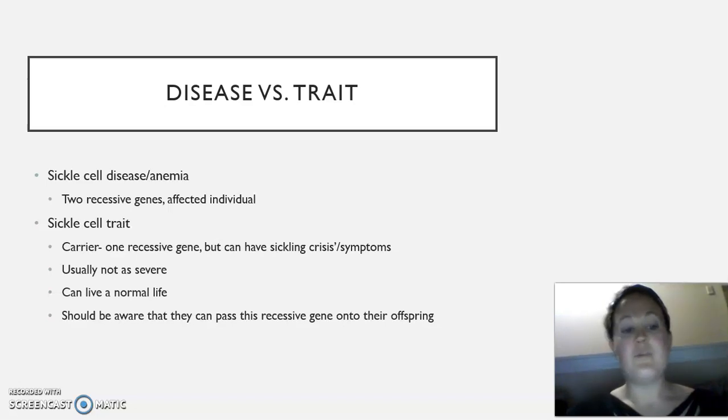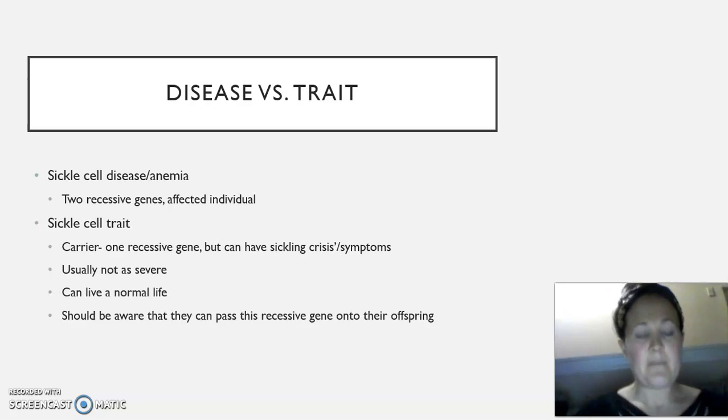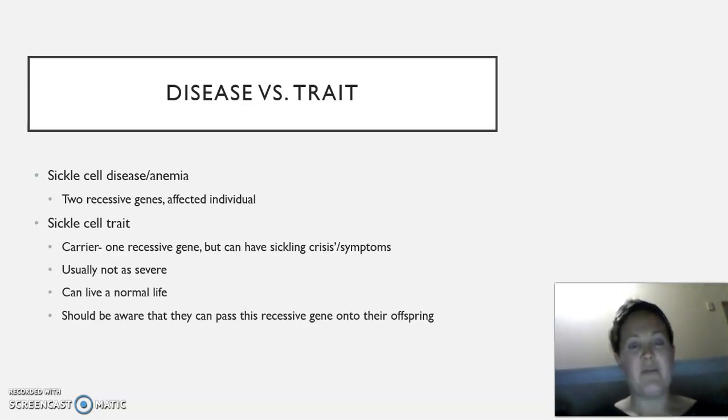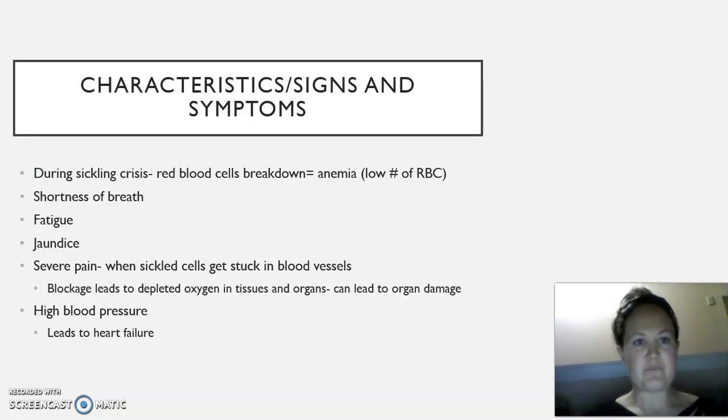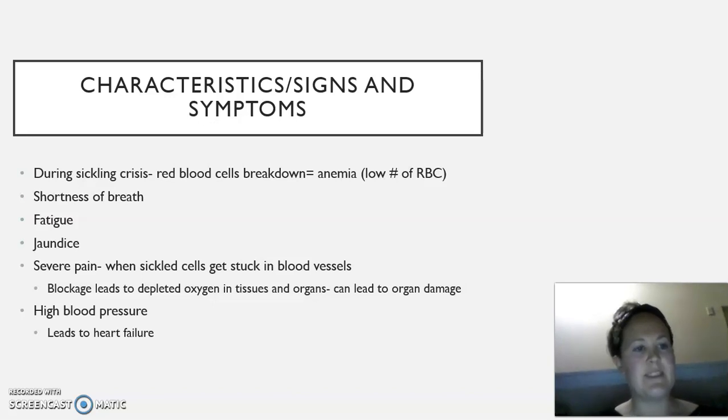But it is important to be aware if you are a carrier and that you do have sickle cell trait. 1, because you can pass this on to one of your offspring. And another reason is if you have sickle cell trait, you need to be careful when working out, because heavy exertion can put you more at risk for these sickling crises. So, some characteristics and signs and symptoms of sickle cell disease. During the sickling crisis, your red blood cells break down, and this is the anemia. Anemia is just a low red blood cell count. Some symptoms of this are shortness of breath, fatigue, and jaundice, which is just the yellowing of the skin and eyes.